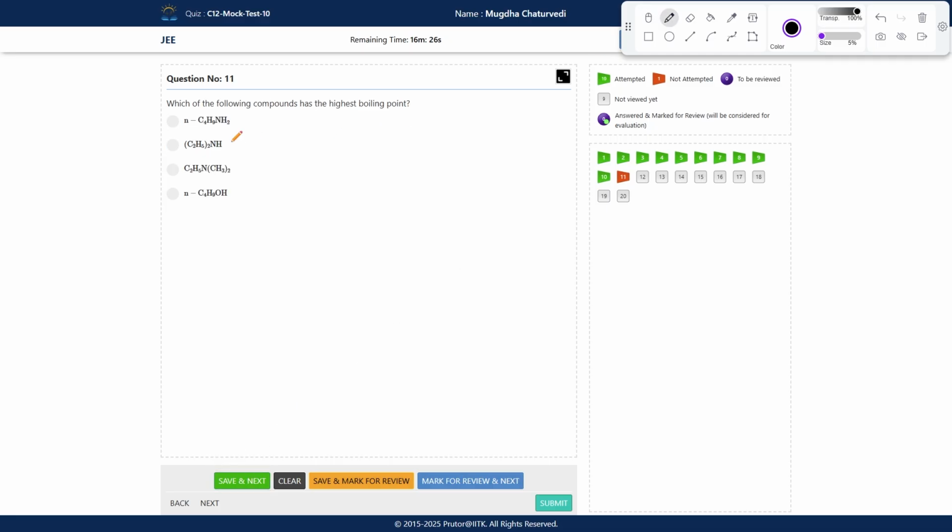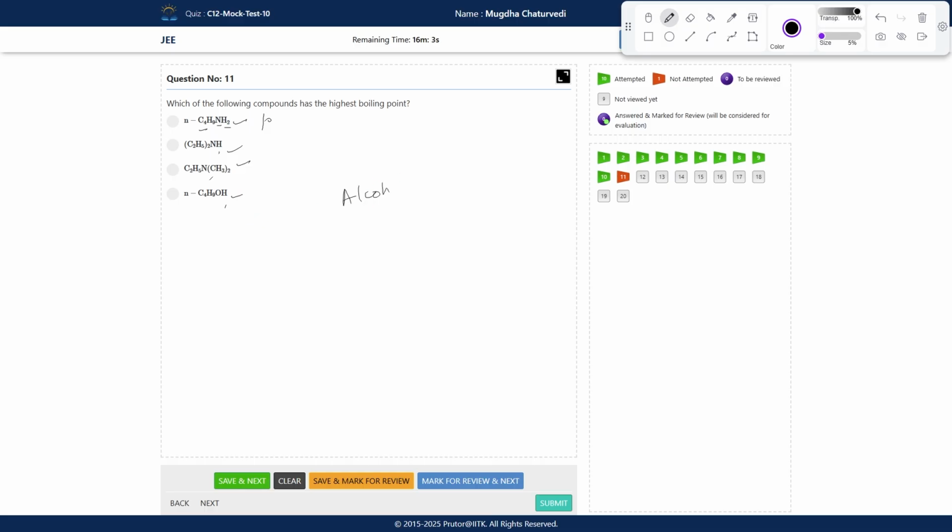Now next question, it is asking which of the following compounds has the highest boiling point? Look over here at what you have been given. This is an amine, this is an amine, this is an amine, but this is an alcohol. If you see, this is a primary amine because nitrogen is bonded to 2 hydrogen and 1 alkyl group. This is a secondary amine. This is a tertiary amine, but this is an alcohol.